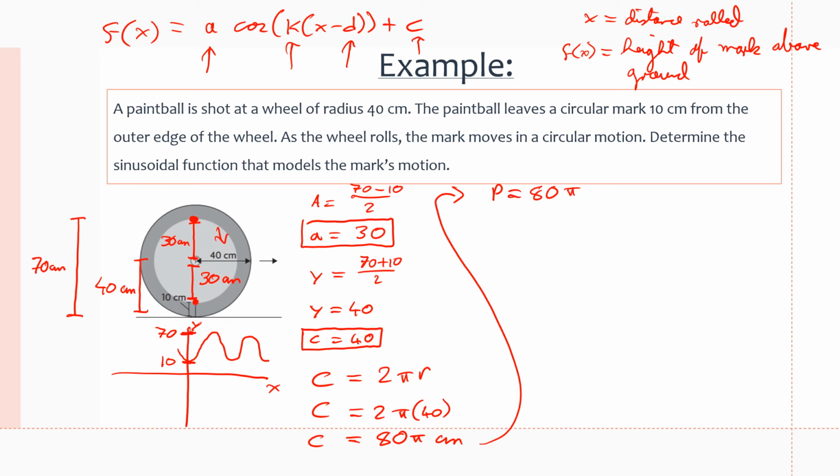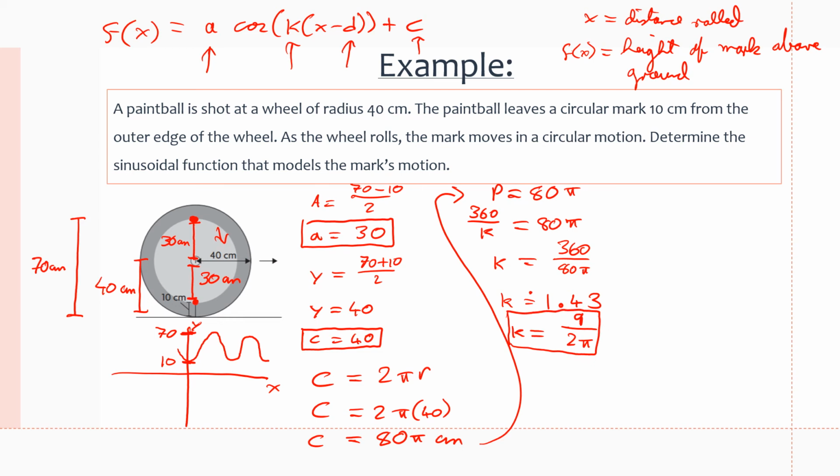So now we can find k, because 80 pi is going to be equal to 360 divided by k, right? So if we do 360 divided by each side, we get k equals 360 over 80 pi, which is going to give us 4.5 over pi. We'll keep it with pi, so it looks nicer. So this is actually just going to be 9 over 2 pi. Okay, 360 over 80 pi is going to simplify to 9 over 2 pi. So that's our k value.